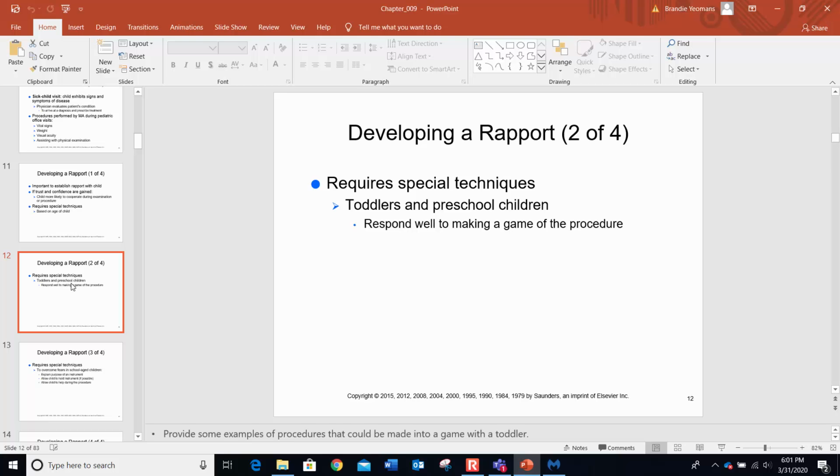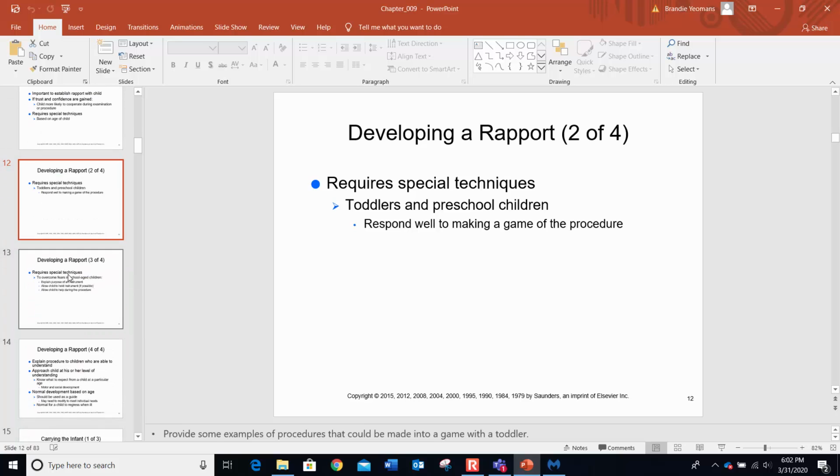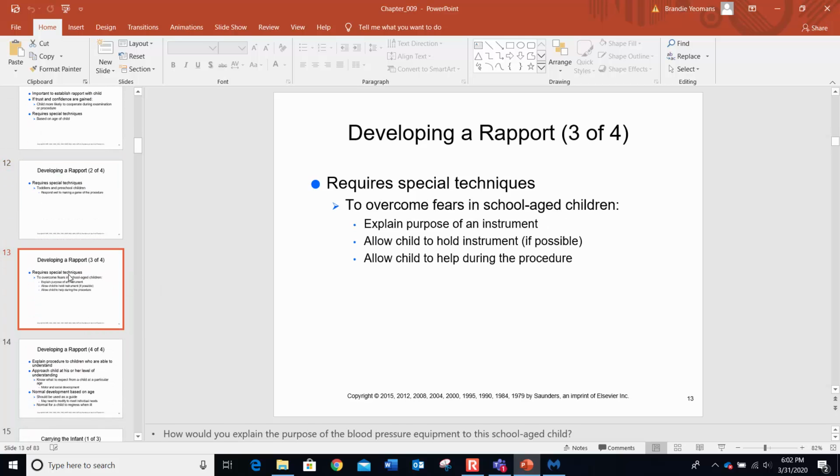As you can see here in the slides and in your textbook, toddlers and preschoolers like to have games made out of anything. Sometimes you can use a puppet, you can use different types of techniques. You have probably seen videos online of physicians making different games, even with injections. That's pretty cool, gaining their trust. We really want to do that.